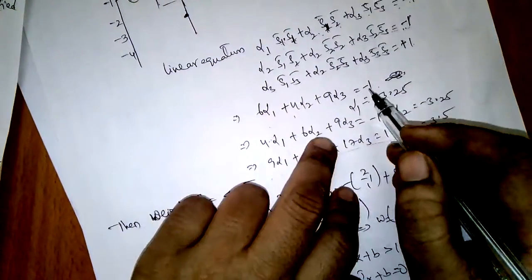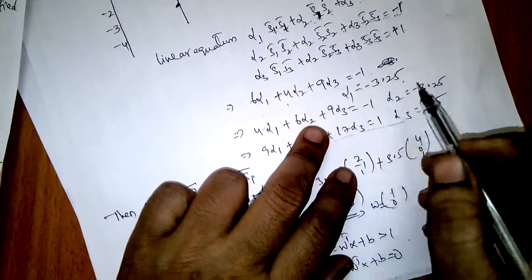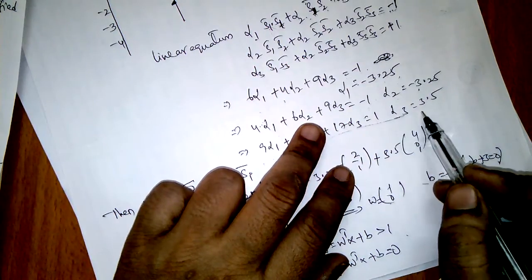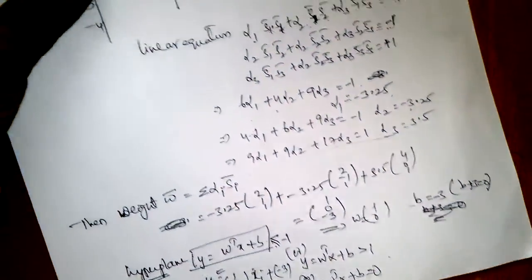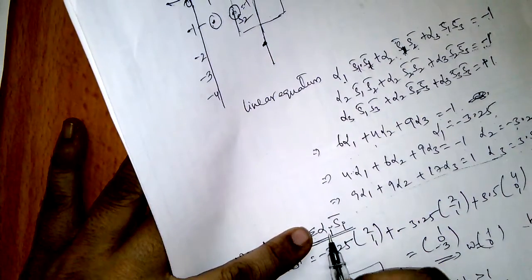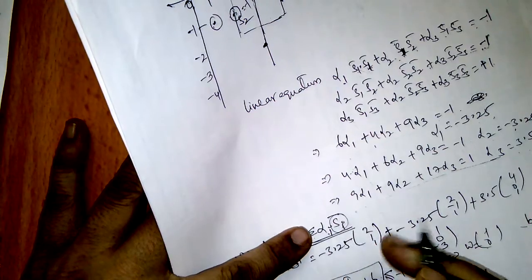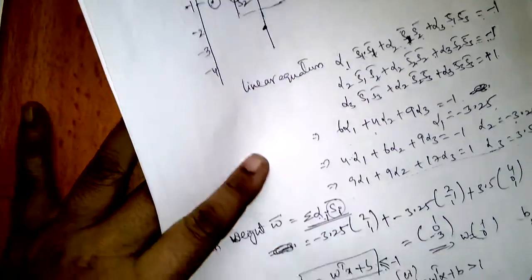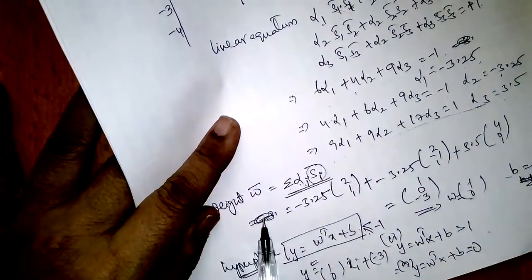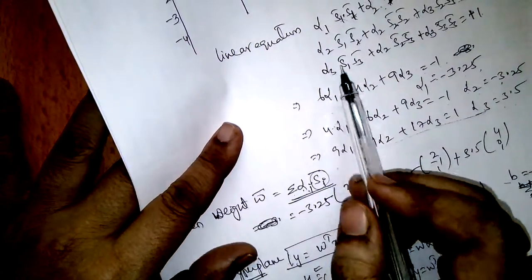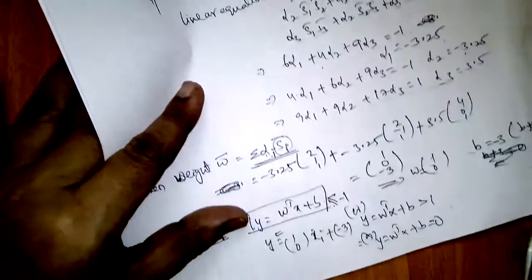After calculating this, we get alpha 1 as -3.25 and alpha 2 also negative, because these are negative classes, and alpha 3, the positive class, we get 3.5. Now find the value of the weight vector. The weight vector equals the summation of alpha i times si, where si are the support vectors s1, s2, s3 and alpha i are alpha 1, alpha 2, alpha 3, which we have calculated.